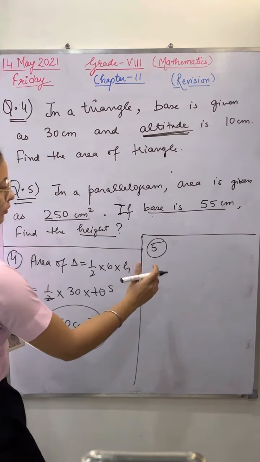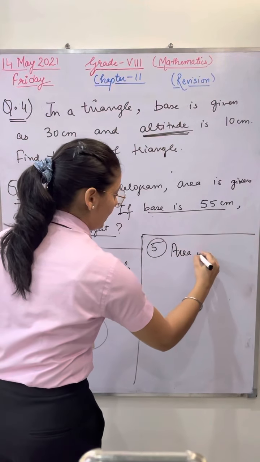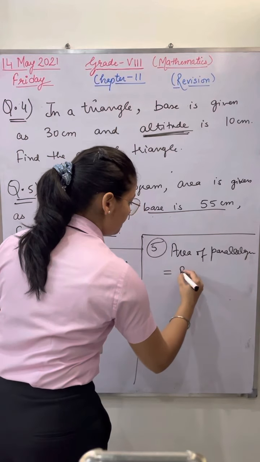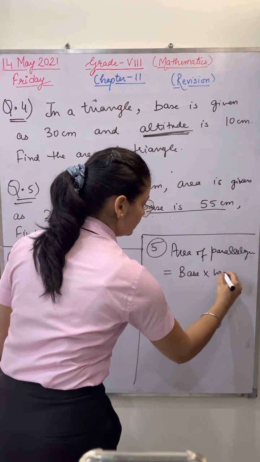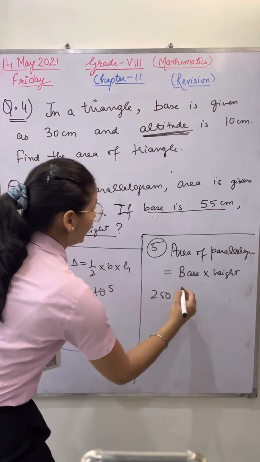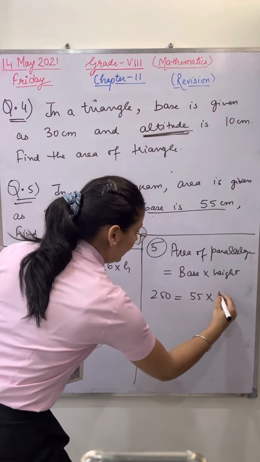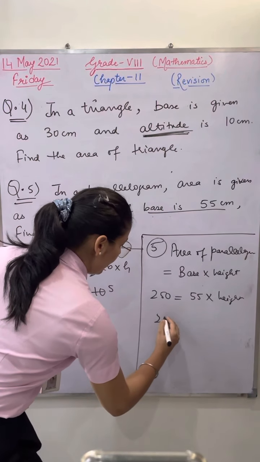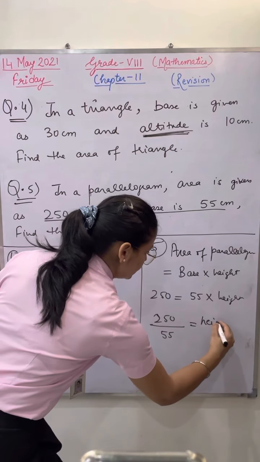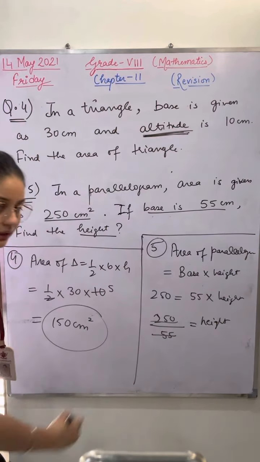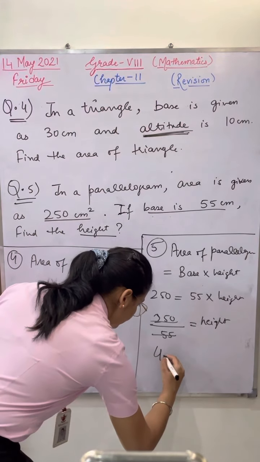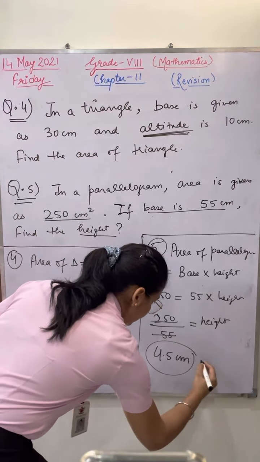I am writing this formula here, okay? Area of parallelogram. Area of parallelogram formula is base into height. Area is given 250. Base is given 55. And height you have to find out. So you have to divide 250 divided by 55 is equals to height. Okay, cancel it. And your answer will be 4.5 something centimeter is your height.